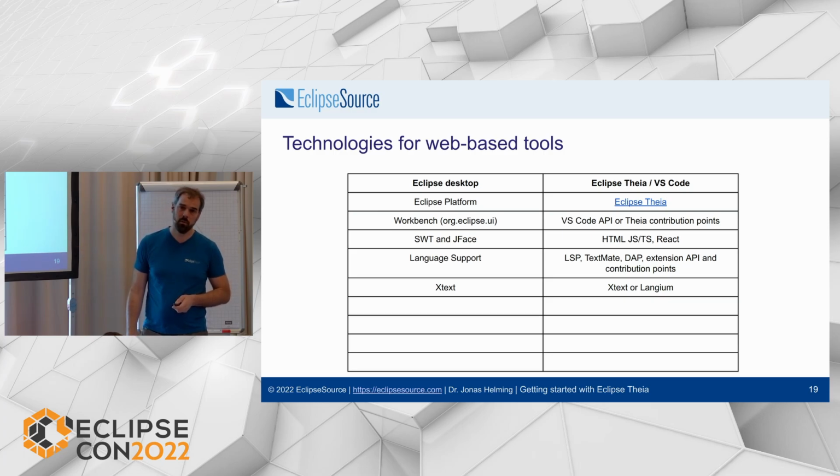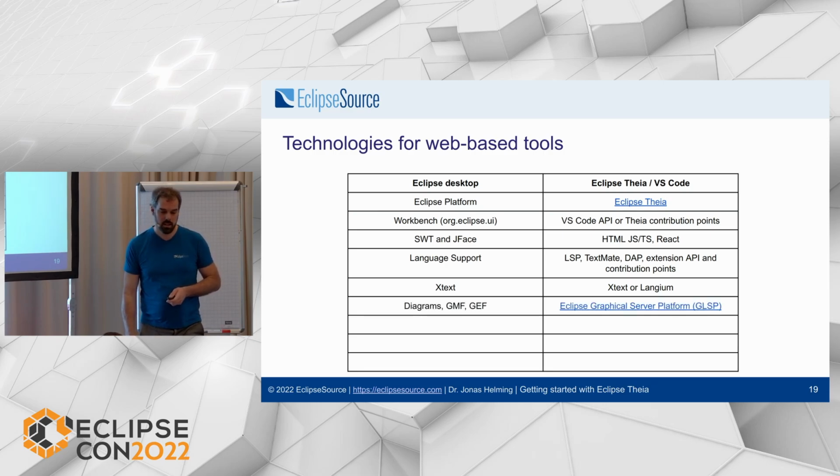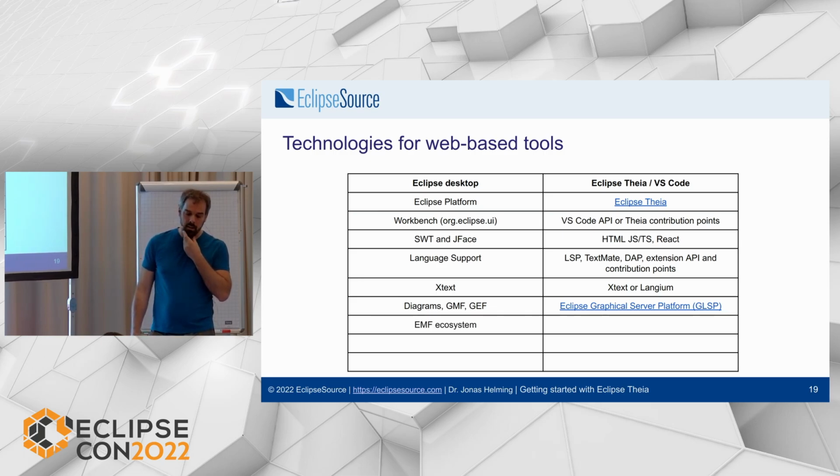You can create language servers with Xtext, and there's a new framework written in TypeScript called Langium that is also, I think, presented in another talk tomorrow, so search the program for it. Diagrams, GMF or GEF. There is the Eclipse Graphical Server Platform. That's a project called GLSP. That's pretty much like LSP for textual editors, but for graphical ones, and there's a talk today about that. I have that on the next slide.